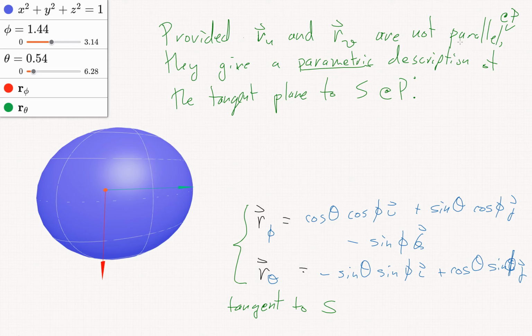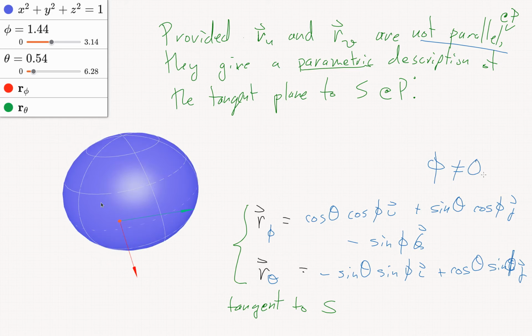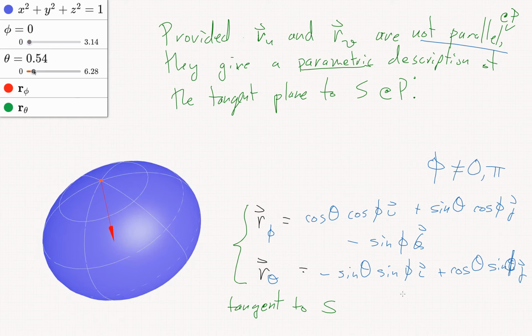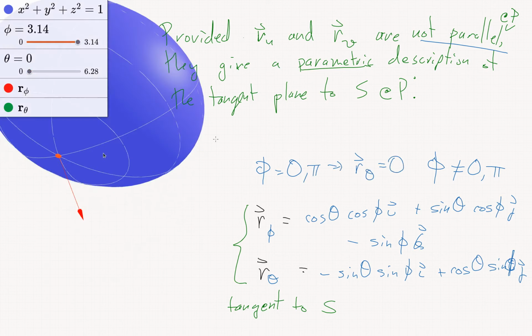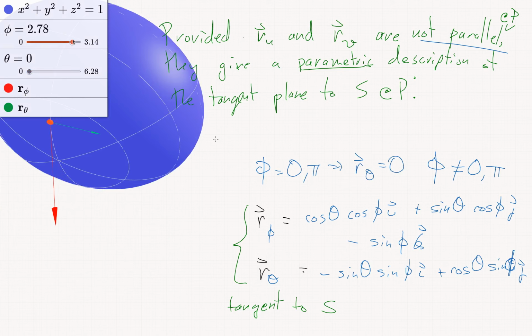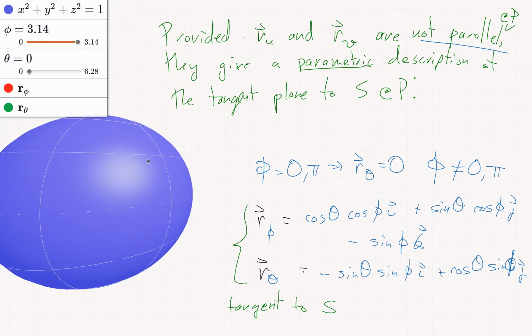So maybe first let me just mark on this not parallel. In our case, this is going to be the case when phi is not equal to 0 or pi. Because if phi is equal to 0 or pi, then sine phi will be 0, and so R sub theta would be 0. And 0 is considered parallel to every vector.